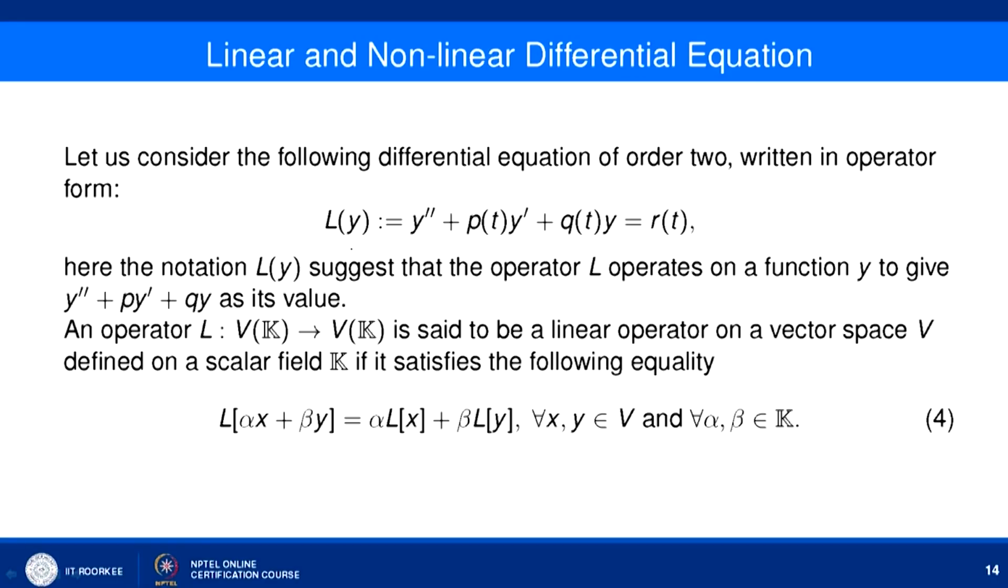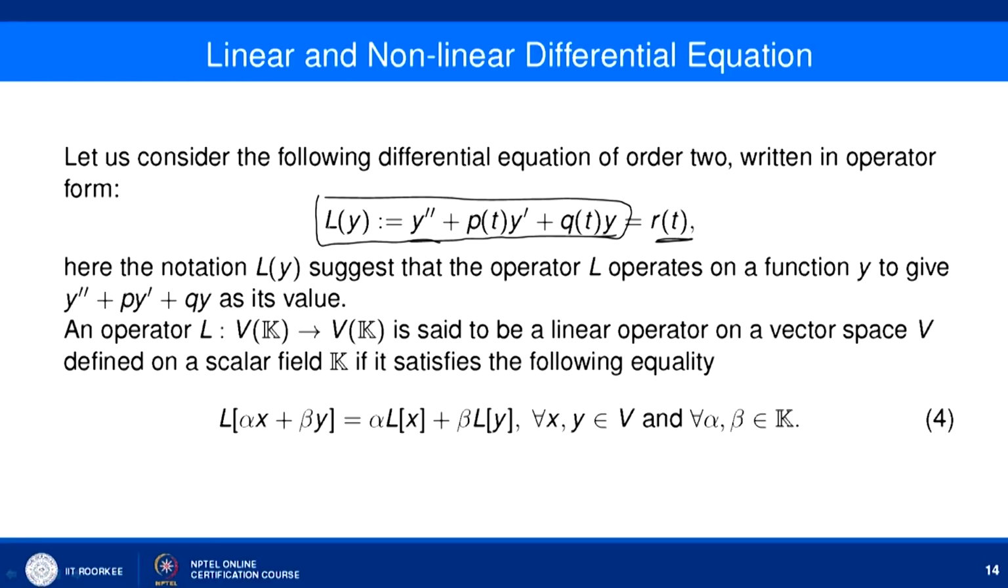So, we define Ly as the following operator. Here Ly is equal to y double dash plus pty dash plus qty. It is a kind of operator which operates on y and gives rise to this RT. It means that you put this y, then this will give you the value RT. So, it is an operator, defined like this: Ly equal to y double dash plus pty dash plus qty.